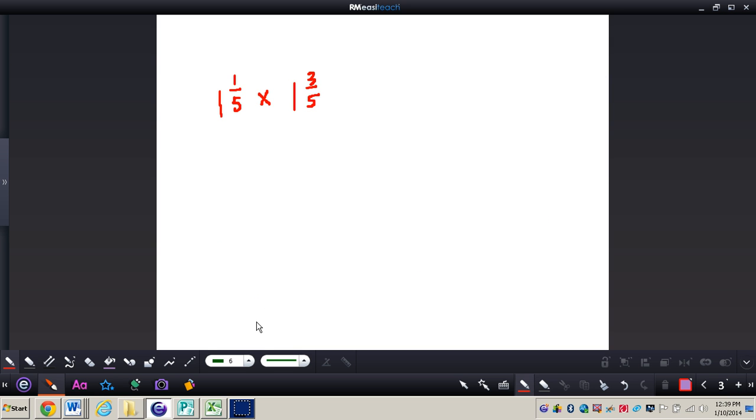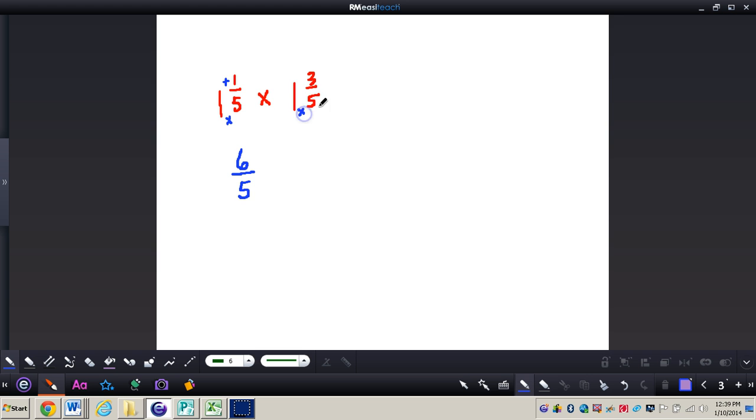Now I want you to complete this problem with me, and I apologize, it's a little crooked here, but that's okay. I want you to write this down in your notes. So the first step we will do is change our mixed numbers to improper fractions. We're going to multiply the denominator by the whole number, and then we'll add our numerator. 5 times 1 will give me 5, plus 1 will give me 6. That's 6/5.